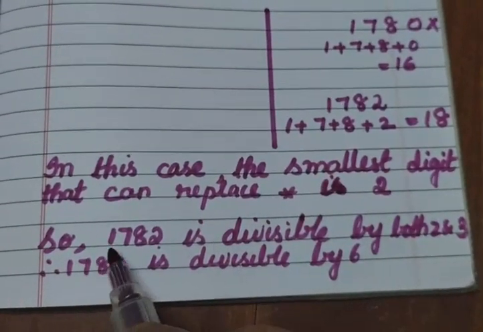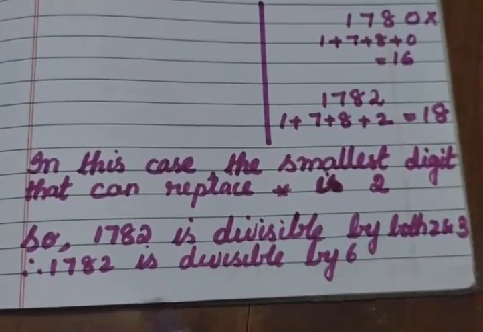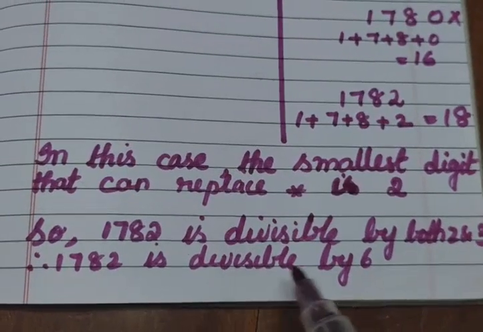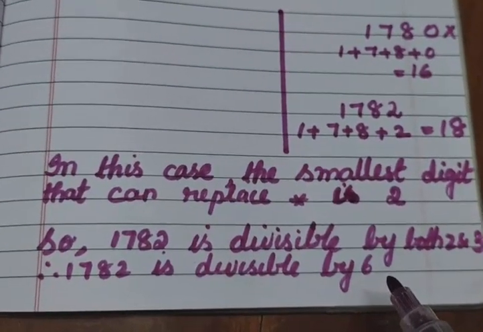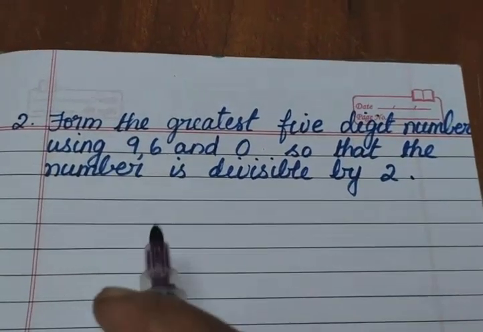So 1782 is divisible by both 2 and 3. So we can confirm 1782 is divisible by 6. That's the answer. Okay, children, understood? Children, look at the next example.